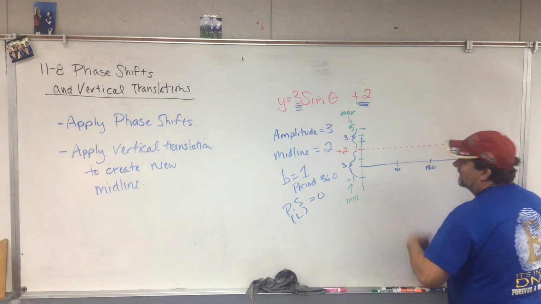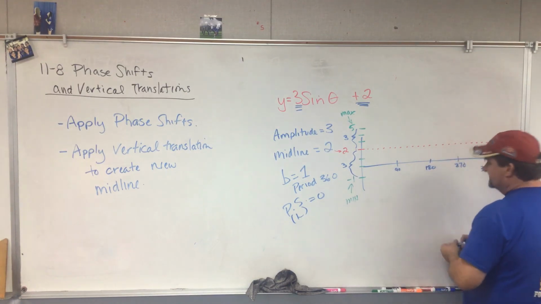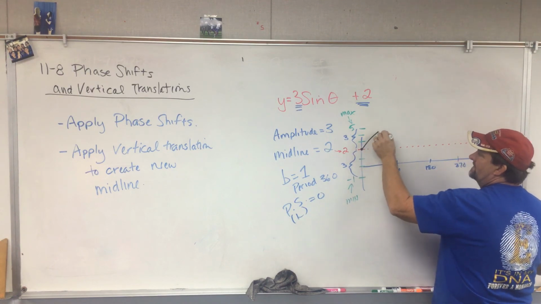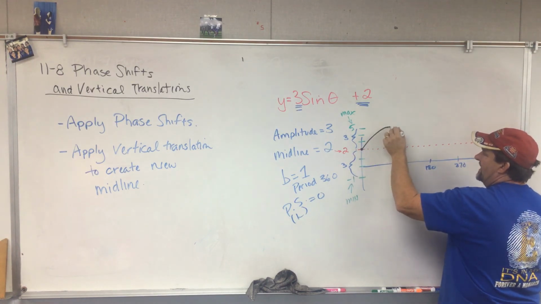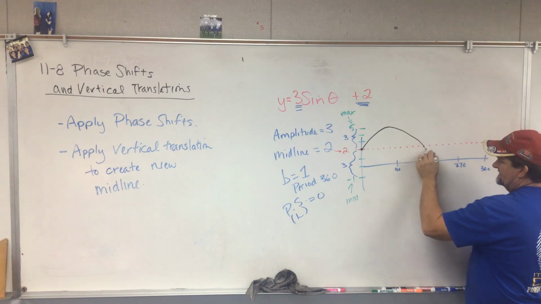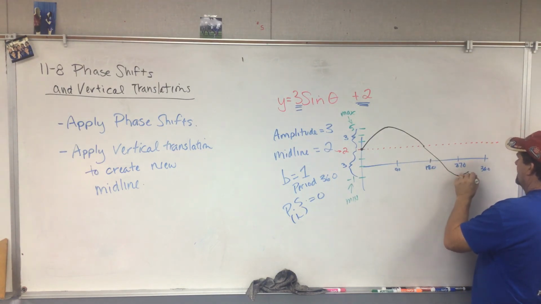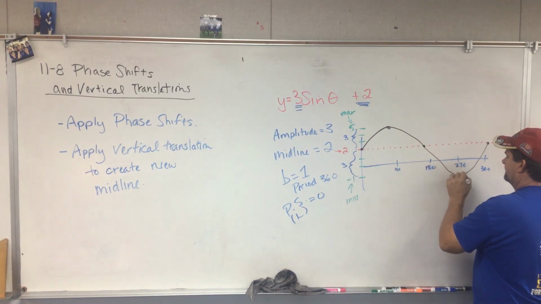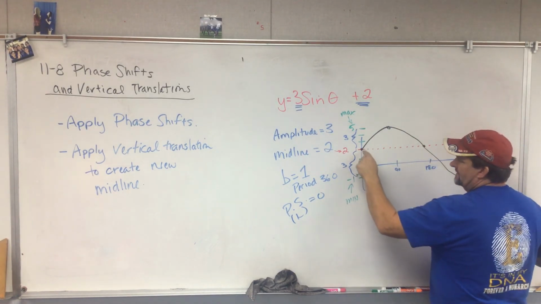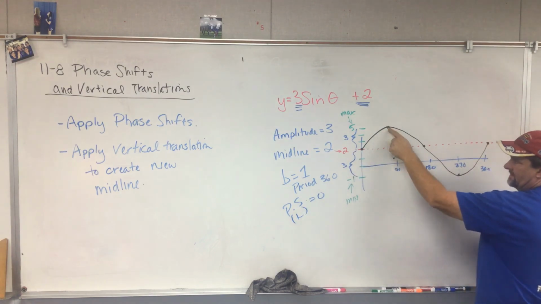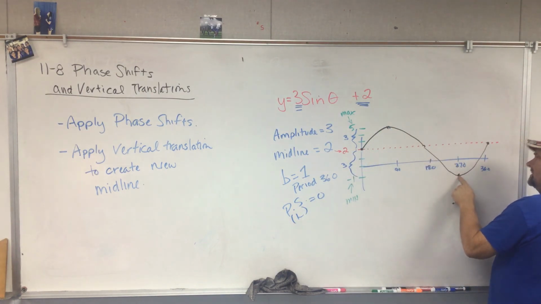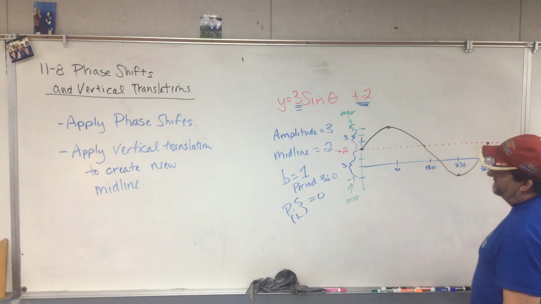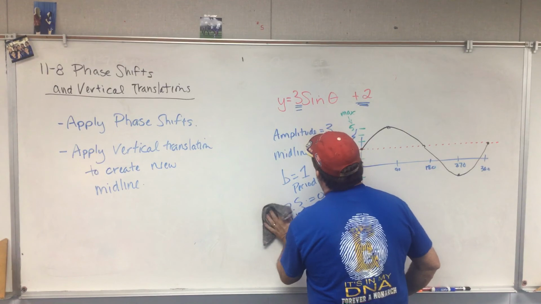Now, it's a sine graph. The sine graph starts at 0, goes up to the maximum, back to the midline, down to the minimum, back to the midline. So, sine graphs: midline, maximum, midline, minimum, midline. Okay? All right, guys. That's how you do phase shifts. We'll see you soon. Good luck. I'll leave that up there.